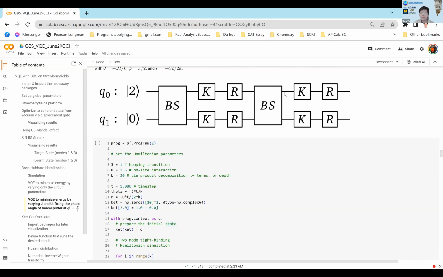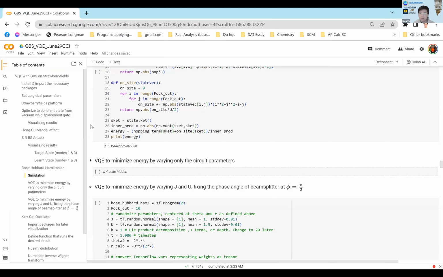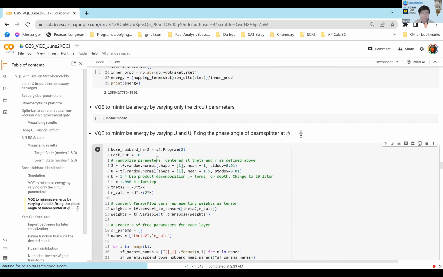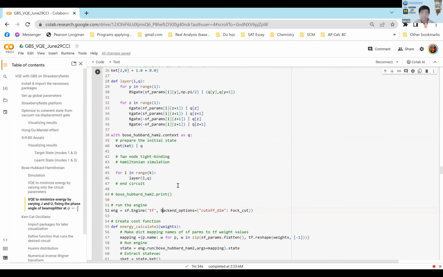But when I was running it earlier, I was using J equals 1, U equals 1.5, and K equals 20 to find the parameters for each of the gates in the circuit. Now I'm trying to optimize the values of J and U so that the output state when you run the circuit would have the minimum energy possible. As you can see here, I'm not using the Fock backend anymore. I have to switch to a TensorFlow backend, as shown here.